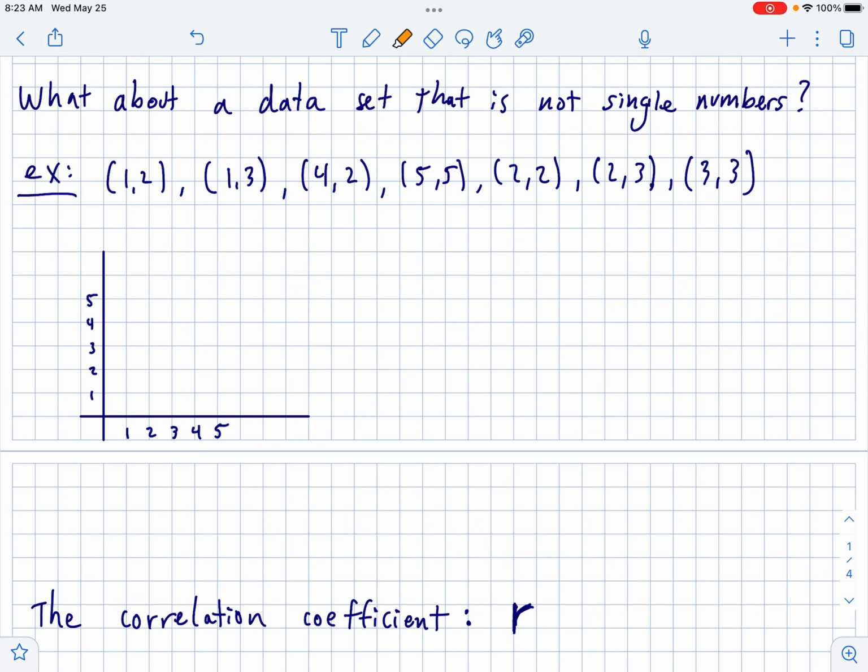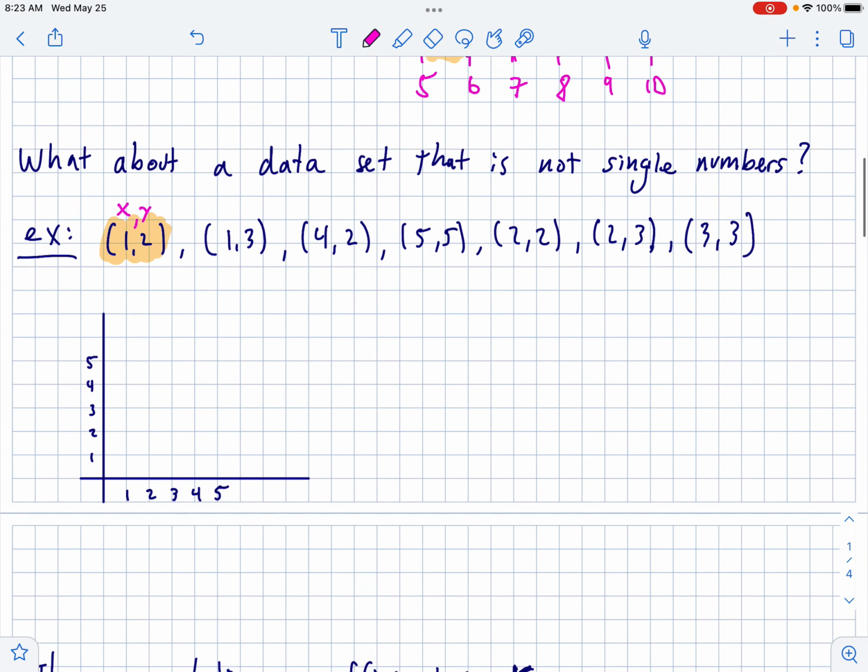Now we're going to do a data set that is not single numbers. It's double numbers. It's like an X and a Y. So, you guys, this is very different from all the data that we've done so far, because all the data we've done so far has been just single numbers separated by commas. Now we have double numbers. Each one is an X and a Y. So this is an X, this is a Y, and there's lots of them.